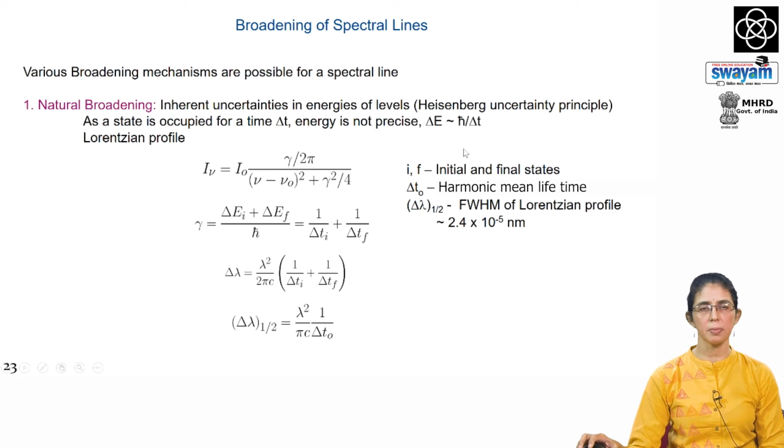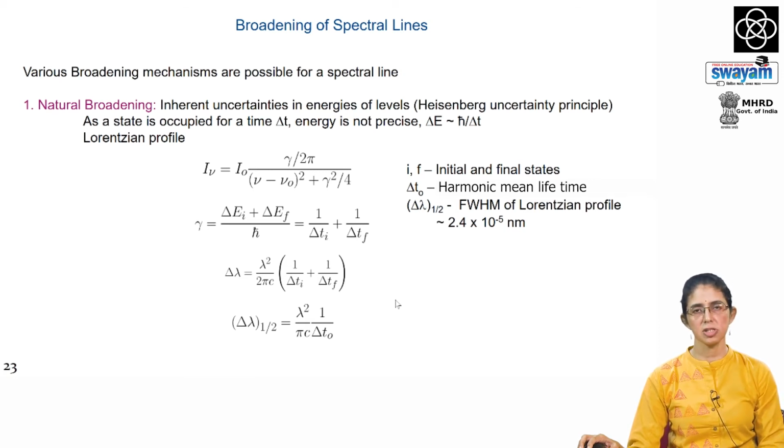The natural broadening can be represented by a Cauchy-Lorentzian profile whose expression is given here. This is related to the lifetimes of the two levels. One can estimate the width of this Lorentzian from the expression given here. Delta lambda is equal to lambda square by 2 pi c into 1 by the lifetime of the initial level plus 1 by lifetime of the final level, and if one considers an average of the lifetimes, then the full width at half maximum is given by lambda square by pi c times 1 by average of the lifetime. Generally, the natural broadening is very narrow and is of the order of 10 power minus 5 nanometers.